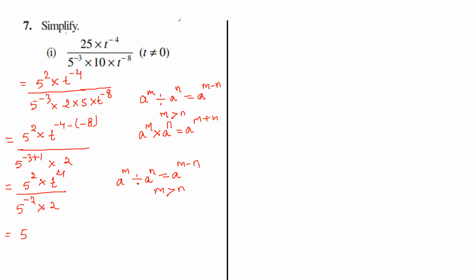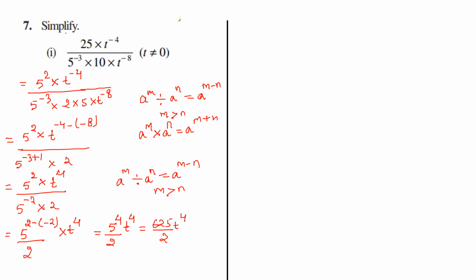So again I can write 5 to the power 2 minus of minus 2 into t to the power 4 divided by 2, and 5 to the power 2 minus of minus 2 will become plus. So 5 to the power 4 by 2 times t to the power 4, and 5 to the power 4 means 625 by 2 t to the power 4. So this is the answer for the first part.